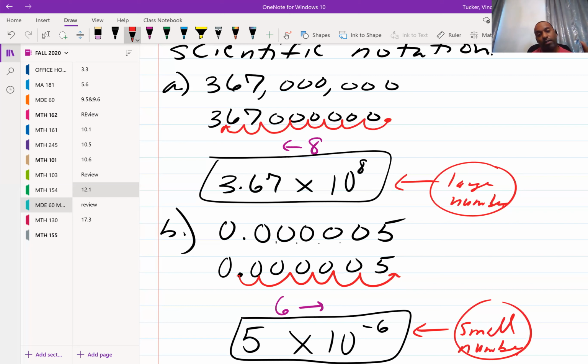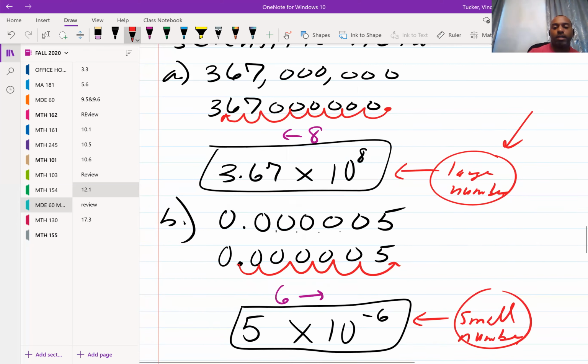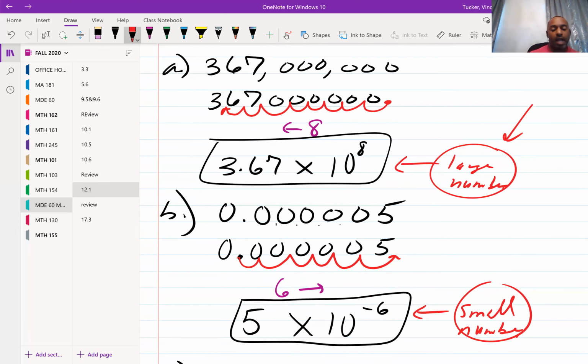Notice we went 8 to the left, and that represented a large number. That's why we had to have a positive 8, because this is a representation of the number we originally had. That 10 to the positive 8 has to turn this 3.67 into that million. Here, this negative 6 as an exponent has to turn 5 back into this small number. So you can kind of look at it that way.